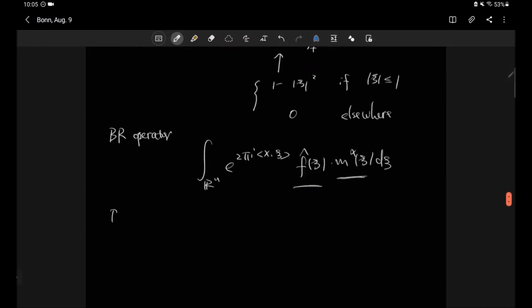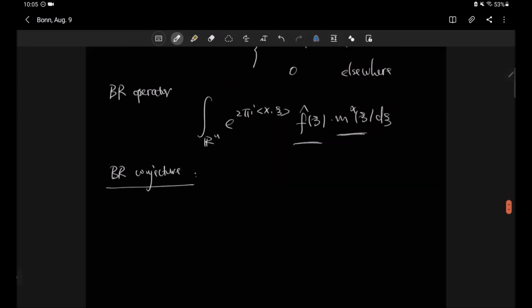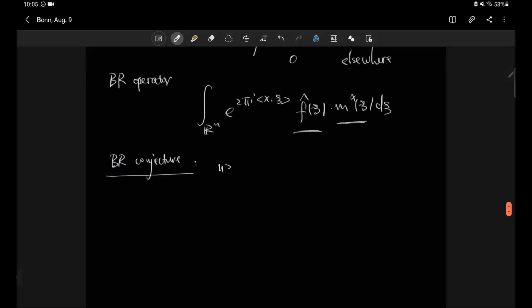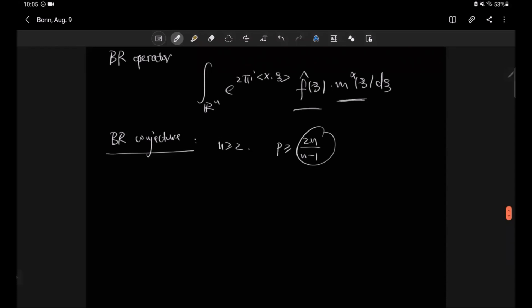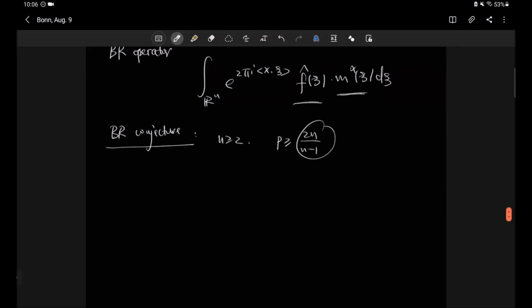Okay, and the Bochner-Riesz conjecture says the following. It states that, let's say we are in dimension n bigger than or equal to 2, and for an exponent p, this is the exponent. If you haven't seen this exponent, this is, I suppose, the most important exponent in my talk. And please remember this exponent. And for simplicity, you can think of the case n equals 3, and p bigger than or equal to 3.